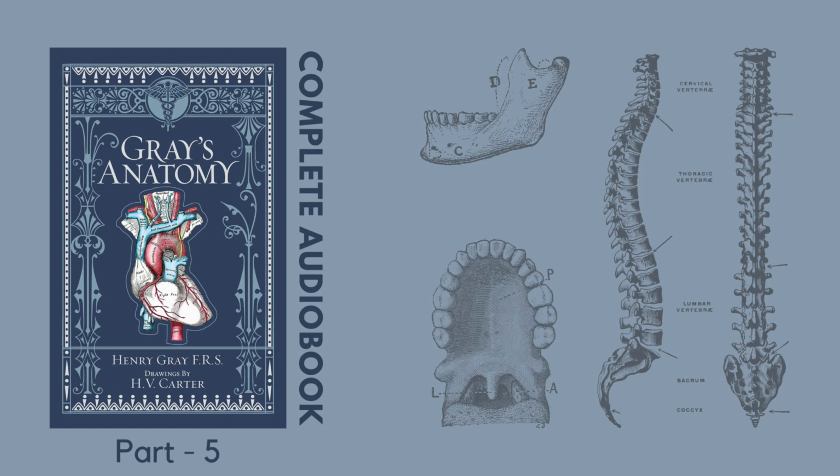Its upper border forms the lower boundary of the greater sciatic foramen. Its lower border forms part of the margin of the lesser sciatic foramen. These two ligaments convert the sciatic notches into foramina. The greater sciatic foramen is bounded, in front and above, by the posterior border of the hip bone, behind by the sacrotuberous ligament, and below by the sacrospinous ligament.